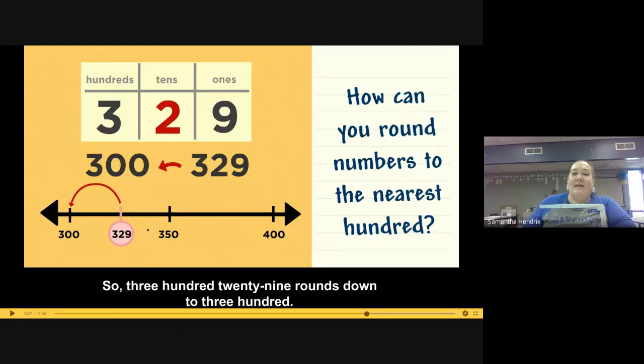So that's what I was saying. So the tens is going to tell our hundreds what to do. So it's 4 or less. So it's on the back side of the hill. So it's going to go down to 300. So this stays a 3. It rests at a 3. And then everything else gets changed to zeros. 300.